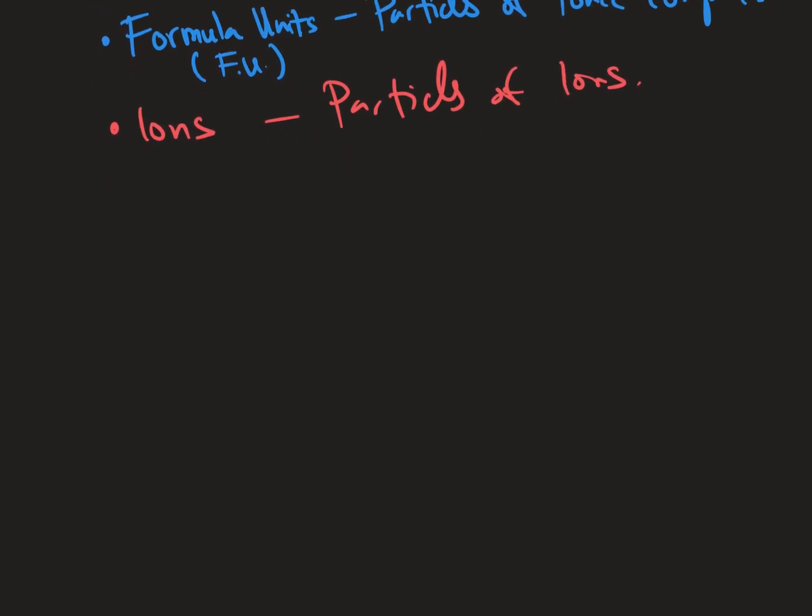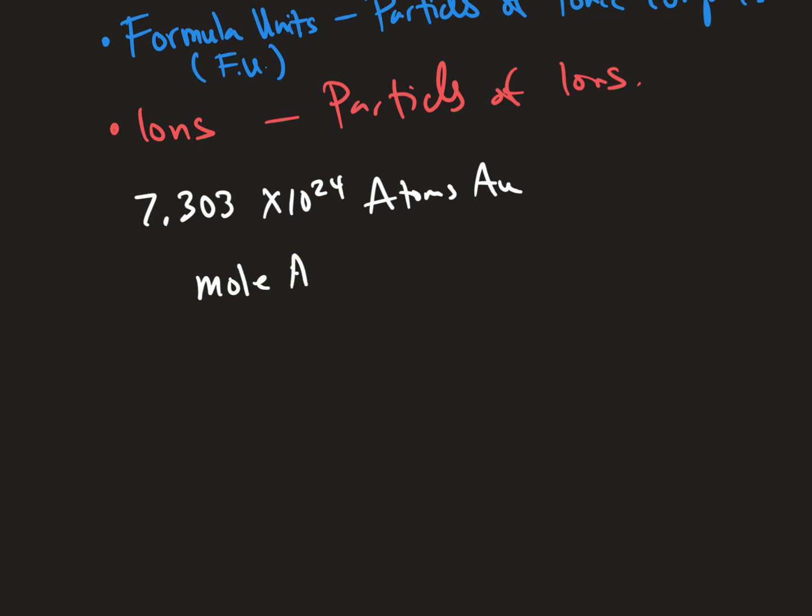So let's do an example. We good? All right. So let's say we have 7.303 times 10 to the 24 gold atoms. Well, I should say, actually, atoms of gold. And I want to know how many moles of gold do we have.